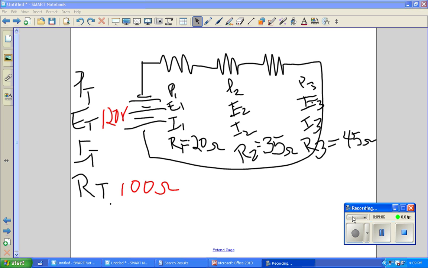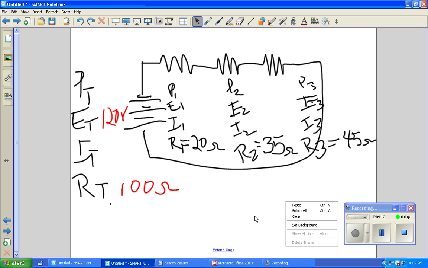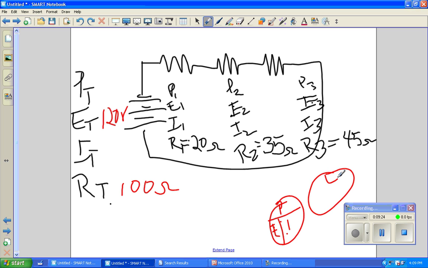Okay, so now we're looking at our 3x5 card again, and what does our card say? P-E-I, right? Well, we don't need that one right now, do we? We need E-I-R, right? That's the one we need right now. We don't need P-E-I, okay? We need E-I-R because we've got E and we've got R, so we're looking for I.